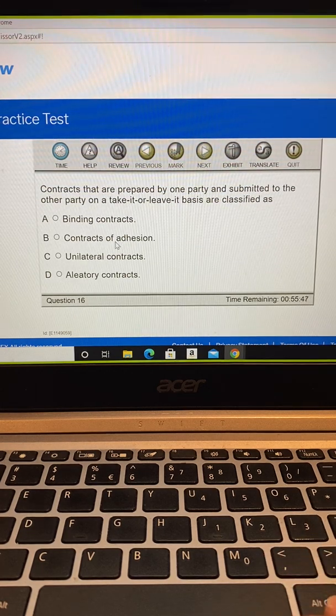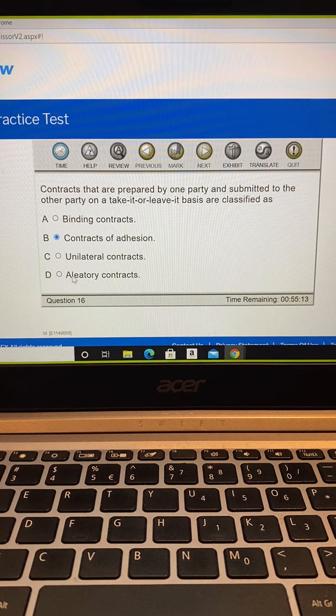So adhesion, the root word of adhesion is to adhere. Adhere means to stick to something, I guess. So like take it or leave it, you gotta adhere. You don't have any options. There is no other option. Take it or leave it. Got it? I gotta say stuff to make it easy for me to remember. So if a person has to adhere to something, that means they have to take it or leave it.